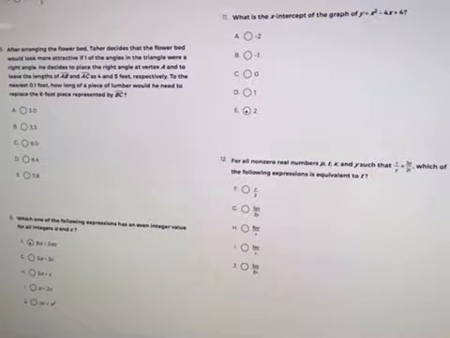All right, let's knock out some of these practice ACT problems. Number one, this easiest one is in the upper right. The x-intercept, that just means y equals 0. So which is the x-intercept of this graph?